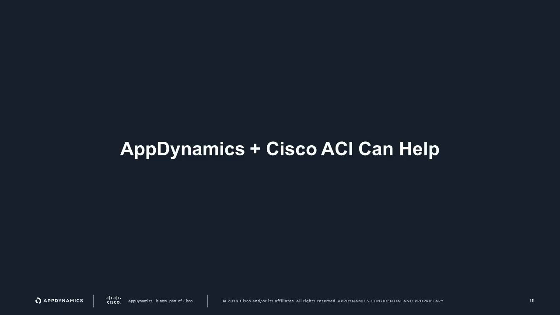So we've spoken about the problem. We've spoken about what the challenges are, what the financial implications are, what the implications are in terms of technology. How are we helping you solve that? We are helping you solve that through an integration between AppDynamics and Cisco ACI.